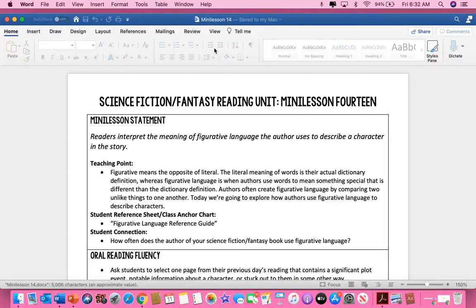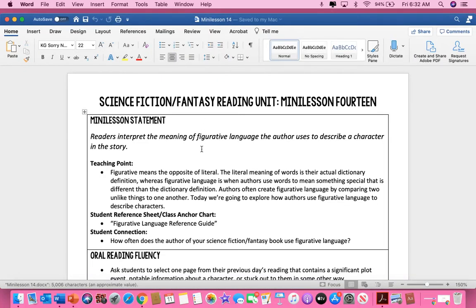So we'll start out with the teacher view. Here's the lesson plan for the teacher. It starts with a teaching point. Figurative means the opposite of literal. The literal meaning of words is their actual dictionary definition, whereas figurative language is when authors use words to mean something special that is different than the dictionary definition. Authors often create figurative language by comparing two unlike things to one another. Today we're going to explore how authors use figurative language to describe characters.